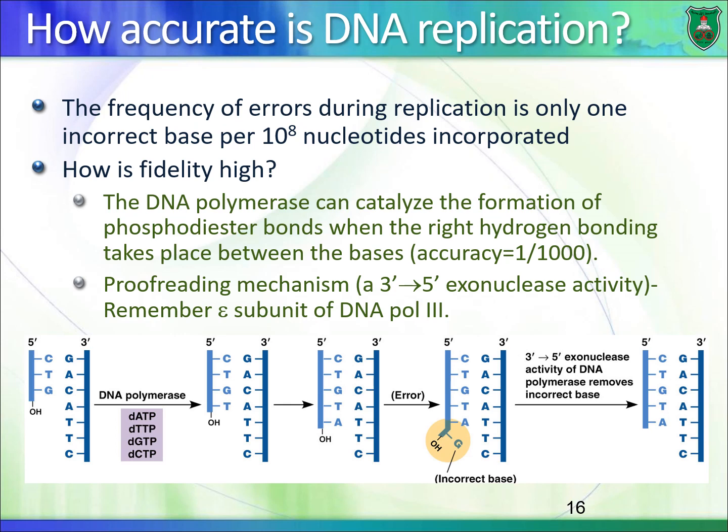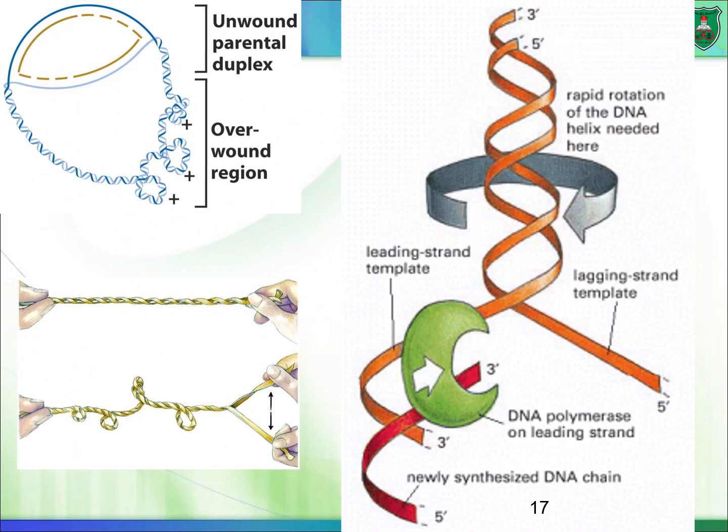So it makes sure that DNA replication has high fidelity. Fidelity means accuracy. Okay, but we have a problem, and the problem is that the DNA helicase separates the two strands from each other, but the DNA ahead of the DNA polymerase, which is right here, becomes overwound. It's almost like doing this act right here. You have overwound DNA, which makes it impossible for DNA polymerase to continue with the DNA synthesis.